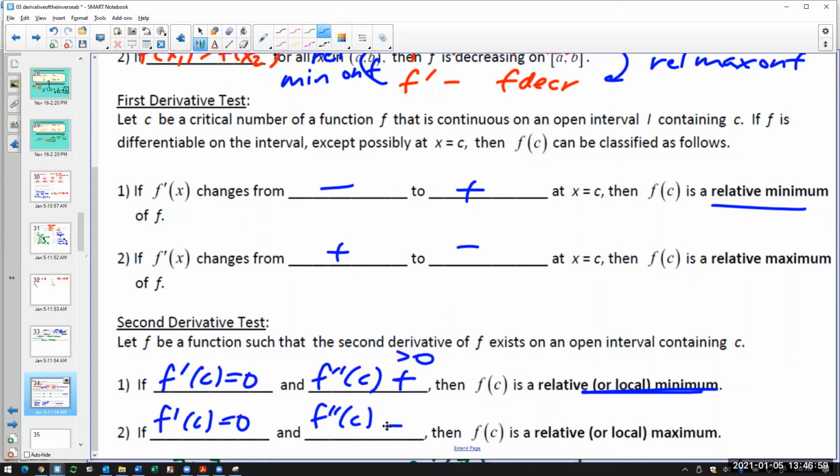Do you guys see that? If I'm concave down, then do you see you have a relative max? Do you see that on my hand? Okay, so that's a relative max if your second derivative is negative. And another way to say that is less than 0. Okay, let's keep moving.